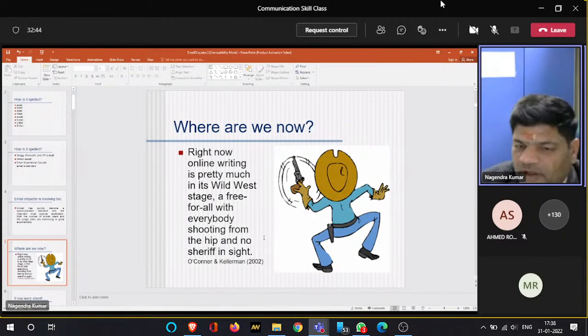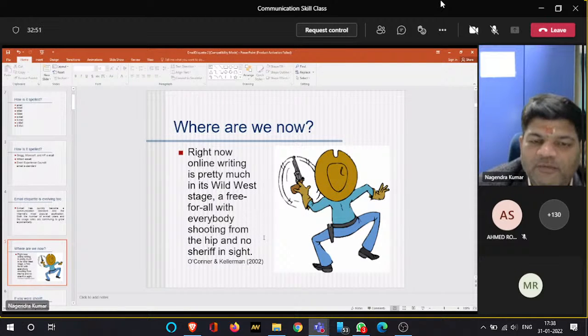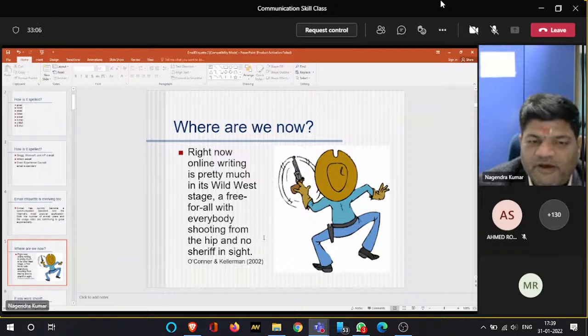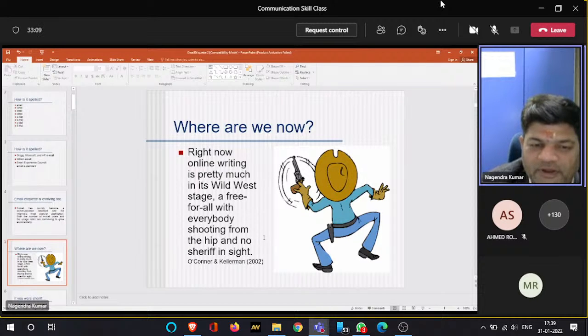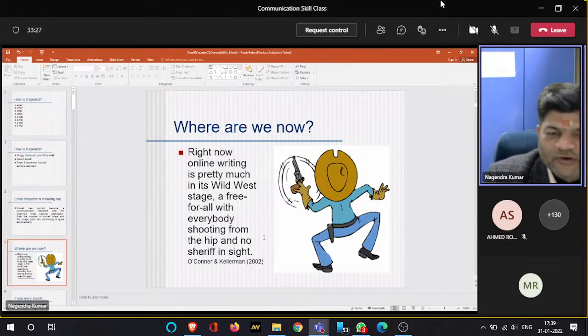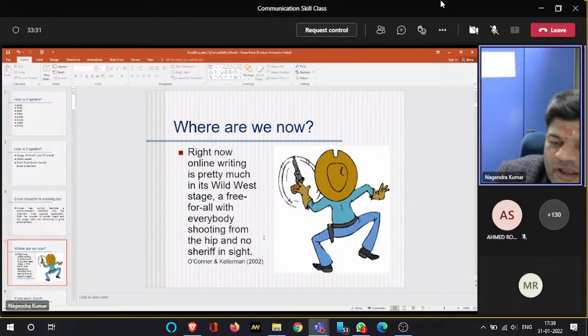So right now, where are we? I mean, have we really understood email as a medium of transmission? Do we use it rightly or wrongly? So O'Connor and Tillman say that right now online writing is pretty much in its wild west stage, a free for all with everybody shooting from the hip and no sight in sight. That means all of us are writing, but none of us really knows how to create impact out of it, how to make its right use.